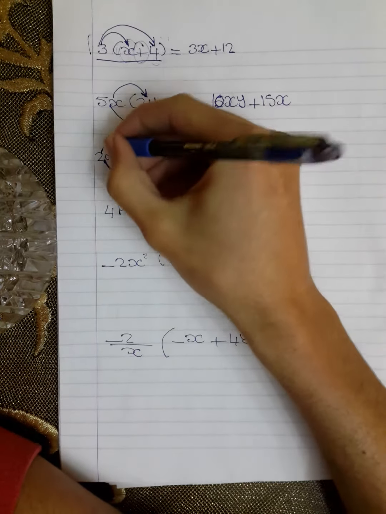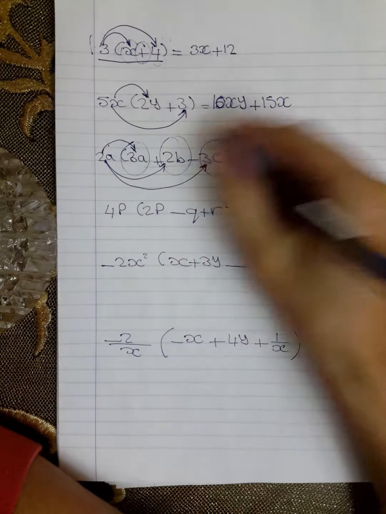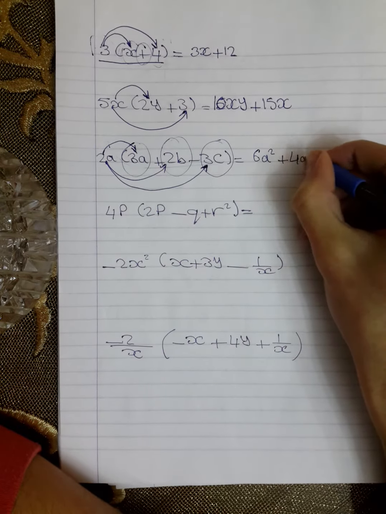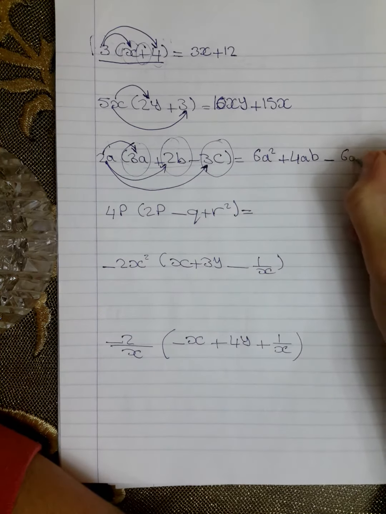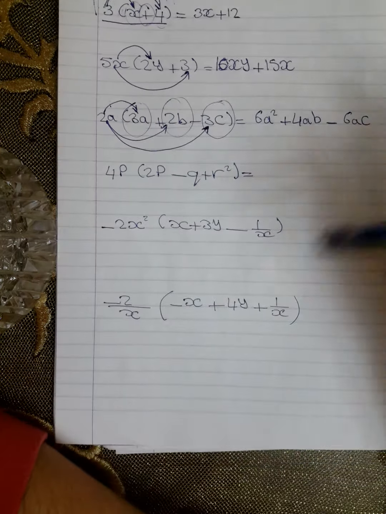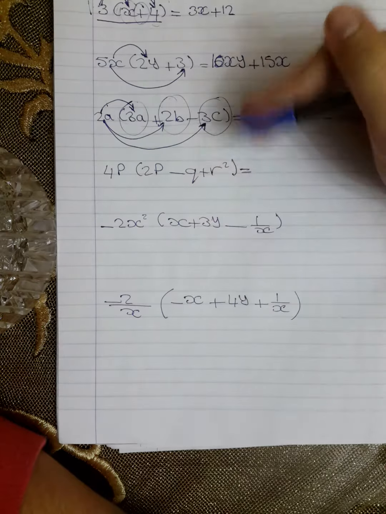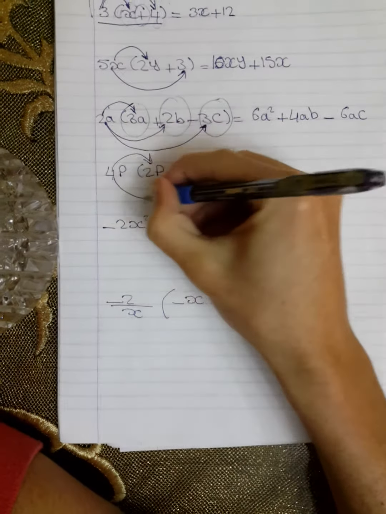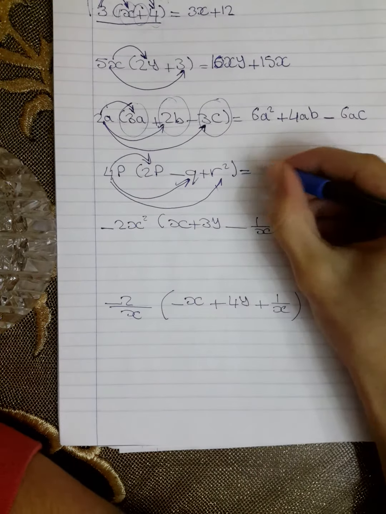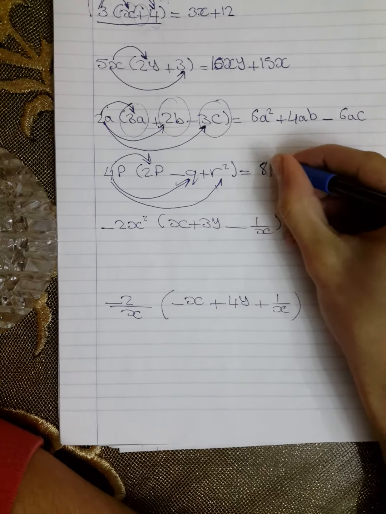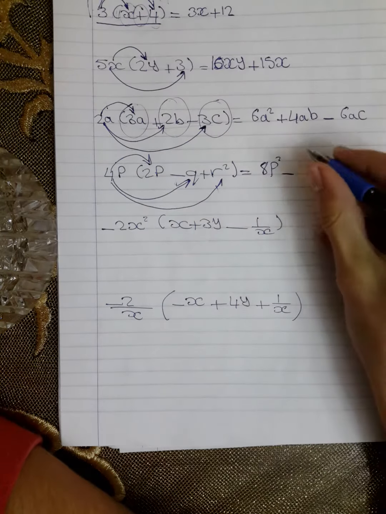So 2a, I will multiply by the first term, that would be 6a squared, and 2a times 2b, that would be 4ab, and the third one, 6ac. That is the third problem. The fourth problem, just like the first 3, I'll draw these arrows. The arrows will help me at first, of course. After you solve a lot, you will draw the arrows with your eyes later.